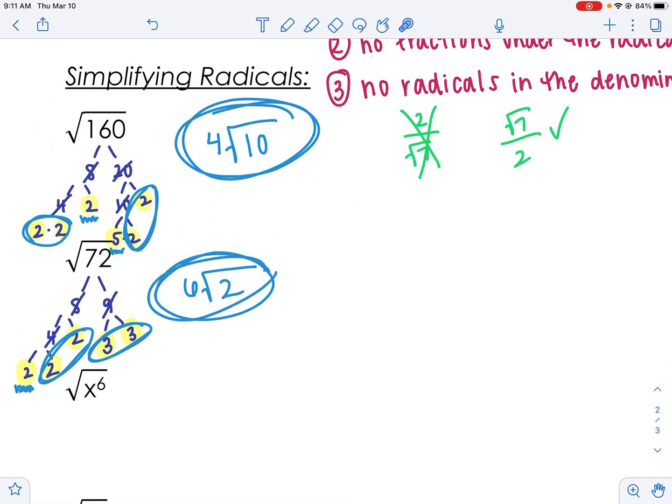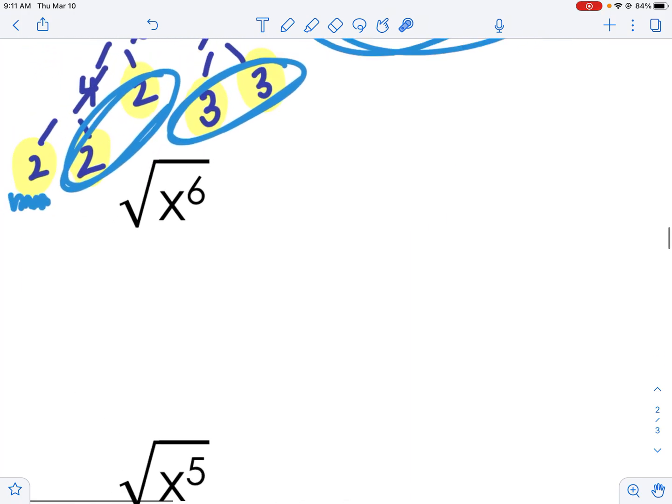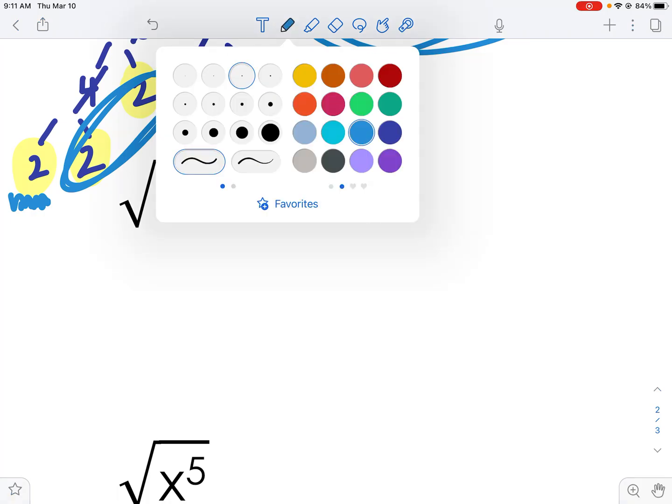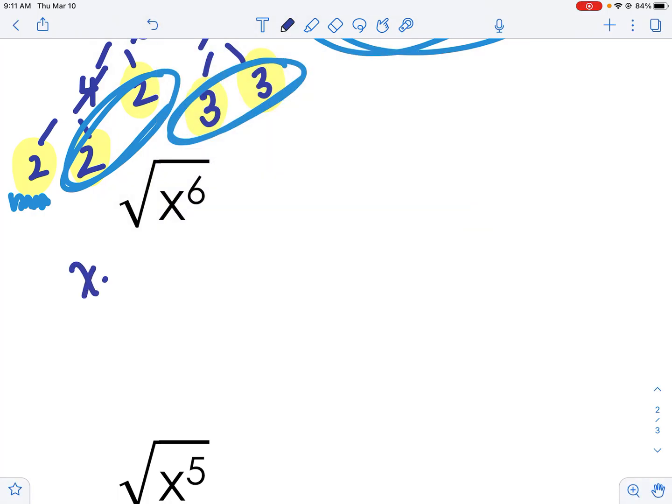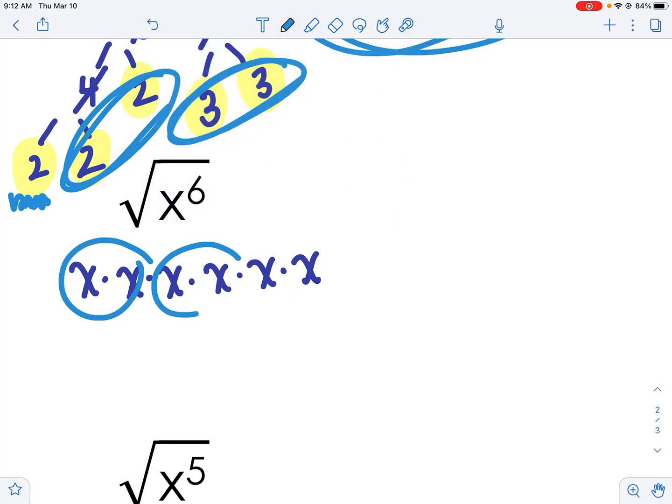And this process is me taking out the perfect pairs. I'm taking out the perfect squares under the radical because I can't have any of them. Now we can do this same exact thing with variables. If you have the square root of x to the 6, x to the 6 would be x times x times x times x times x times x. Then if I look for pairs, there's 1 pair, 2 pair, 3 pair.